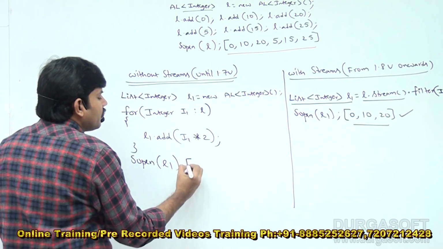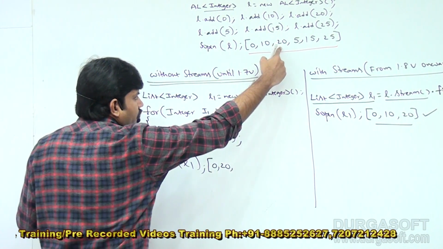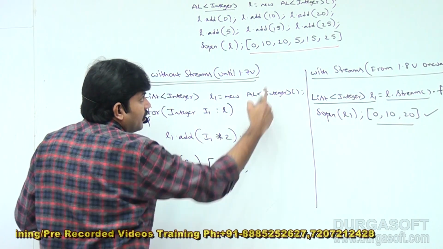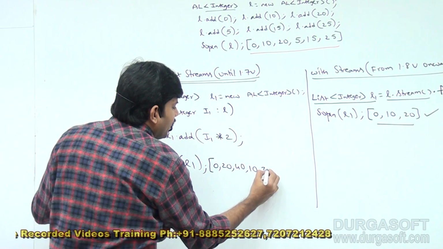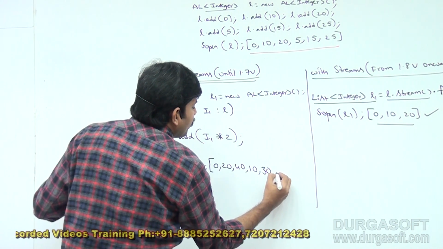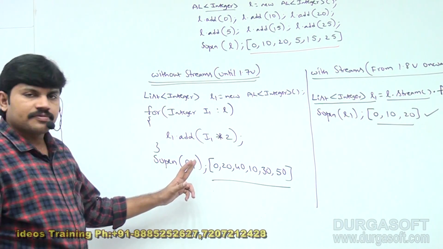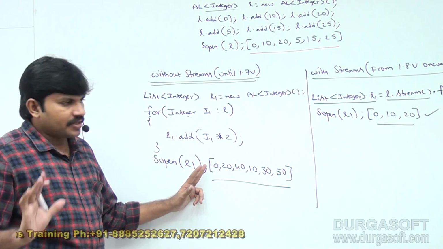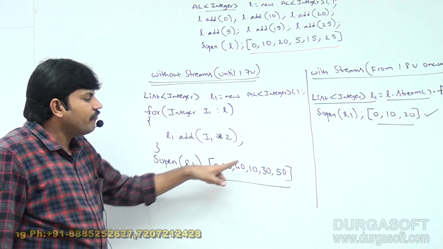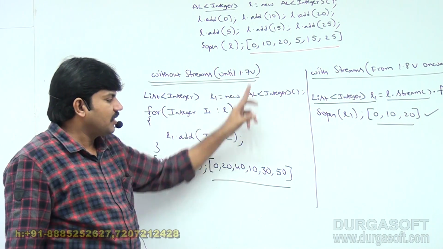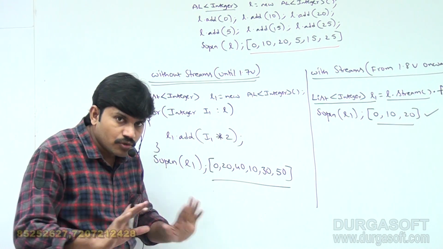Can you please tell what output you are going to get, sir? 0 will be doubled as 0, 10 will be doubled as 20, 20 as 40, 5 as 10, 15 as 30, 25 as 50. Are you getting this? This is the output I have to get, sir. So my requirement is to create a new list where every element is double the original list. Clear, right? Sir, am I using the streams concept or not? No.